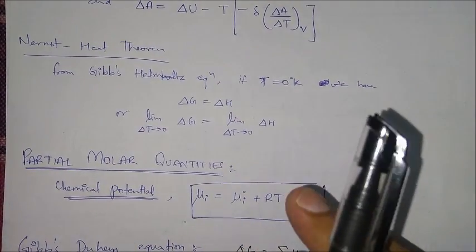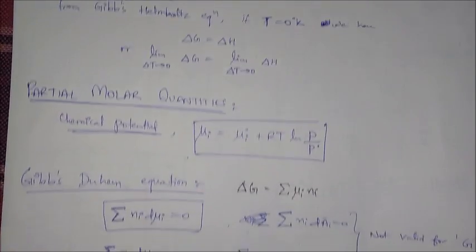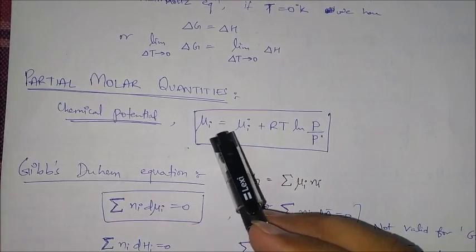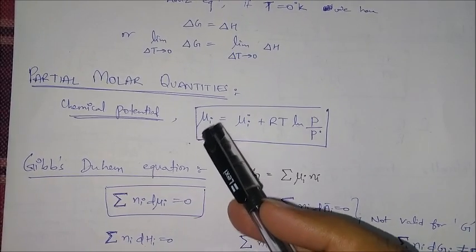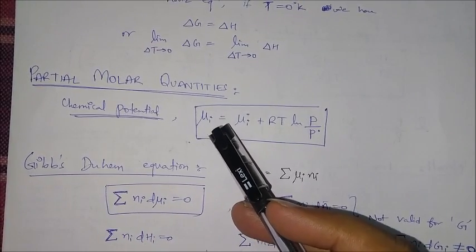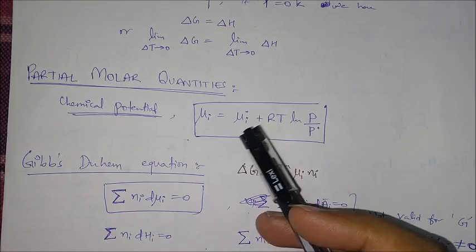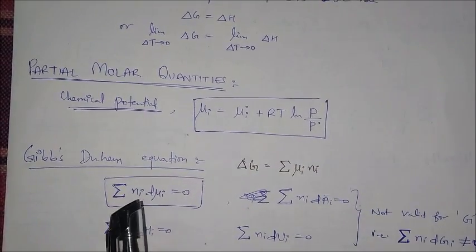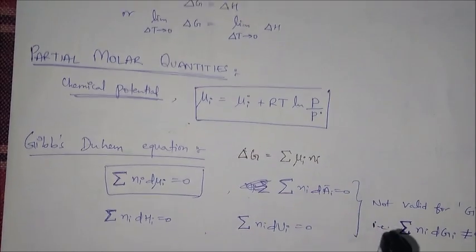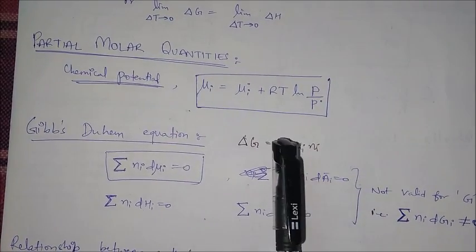So this is the Nernst heat theorem. Now the next term is partial molar quantities, and that is chemical potential, given by mu i. Mu, the chemical potential, is equal to mu naught i plus RT ln P by P naught. Okay, and next is the Gibbs-Duhem equation, from where a question has been asked once.